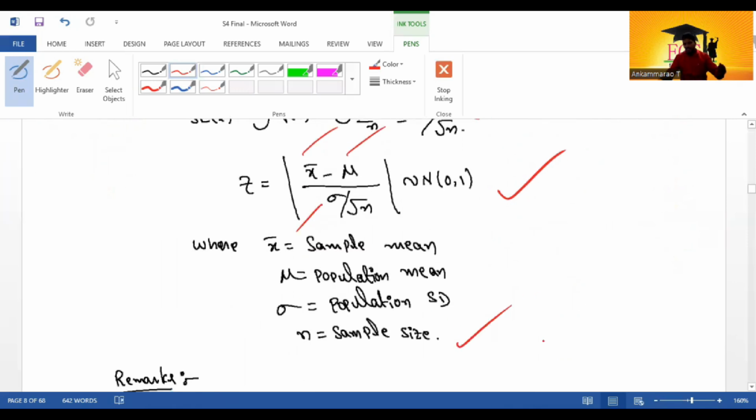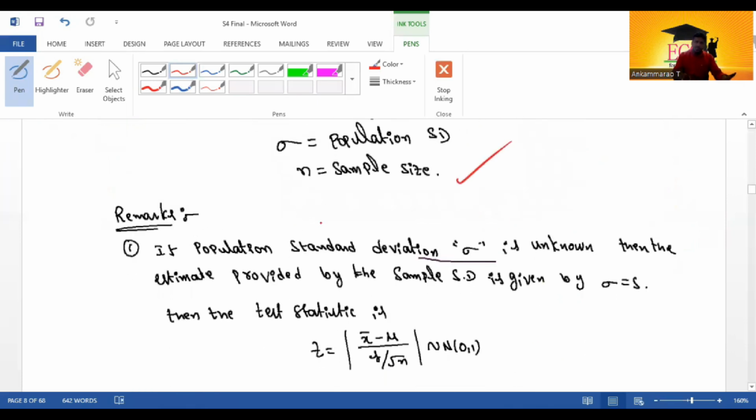Here we have a remark. Conclusion చెప్పే ముందు ఈ remarks రాయాలి. What are the remarks? ఎప్పుడైతే ఇక్కడ ఉన్న సిగ్మా అనేది అన్నోన్ అయితే ఆ ప్లేస్ లో ఏమి యూజ్ చేస్తామంటే, if the population standard deviation is unknown, then it is estimated by the sample standard deviation, sigma equal to s.